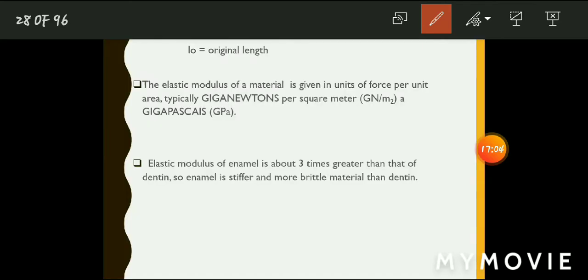Now get into the point. Enamel is stiffer, as we know, but brittle. Why brittle? Because it has no plastic portion of the graph. That is why it is more brittle than dentin, whereas dentin is more plastic. That means it has more toughness, which is the area under the plastic portion. Okay.